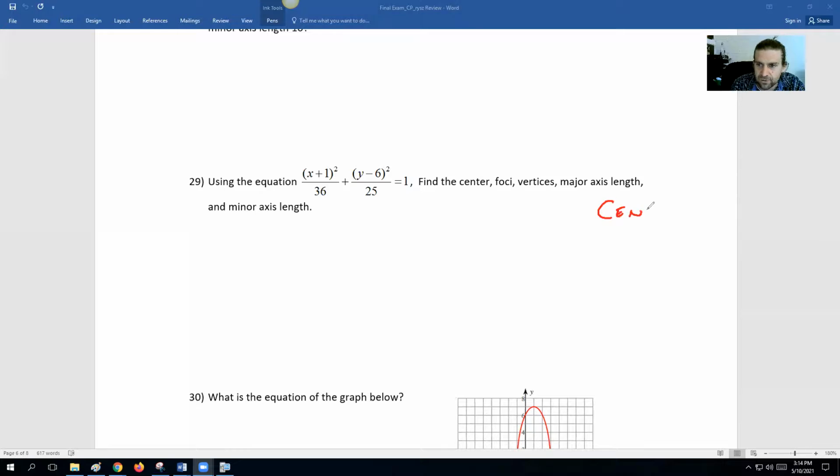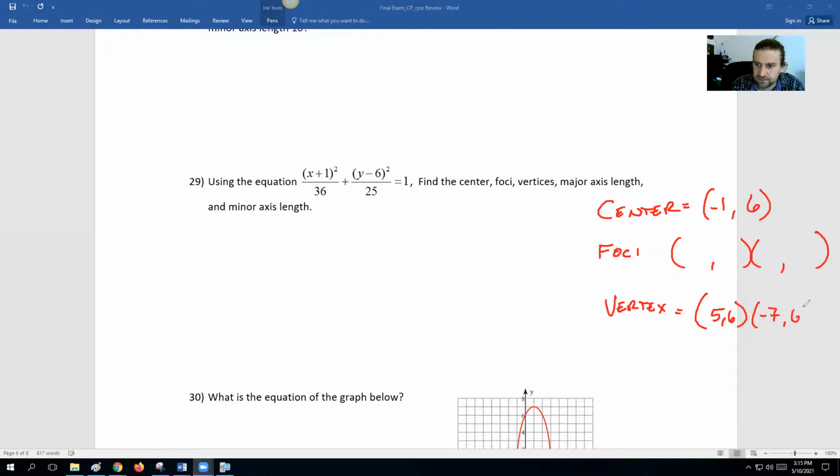Okay, center, straight up H, K. So H is -1, K is 6. All right, vertices. We're going to skip the foci right now. There's going to be 2 of them. Let's do the vertices. If we're going on the major axis, which is on the x, we're going to move left and right 6. The square root of 36 is 6. So we're only going to change the x by 6. If we add 6 to -1, that's 5. If we subtract 6, that's -7.